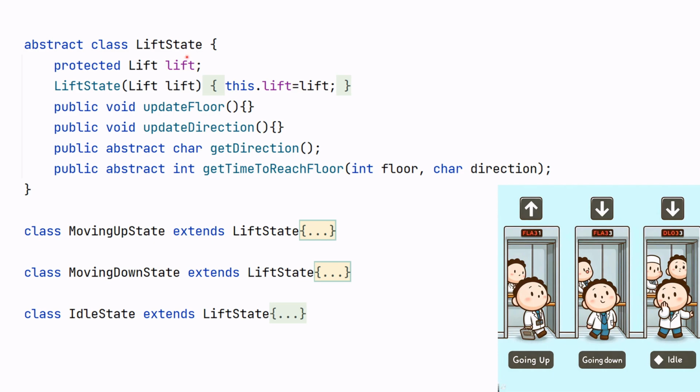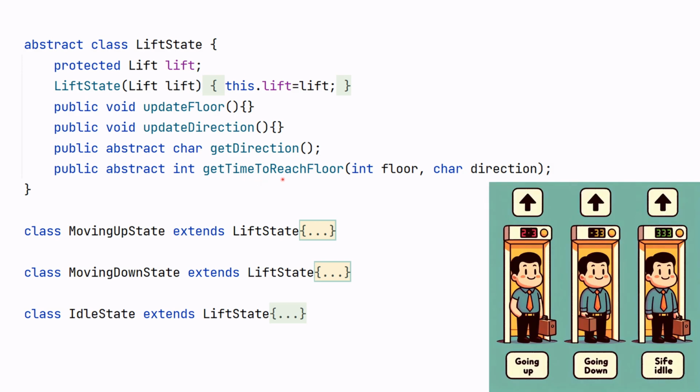Next is class LiftState. We'll go through the implementation of concrete classes later. Floor and direction are the two parameters which form lift state, and updating lift state means updating these two parameters. So these two methods, update floor and update direction, will be called every time after the tick method is called.